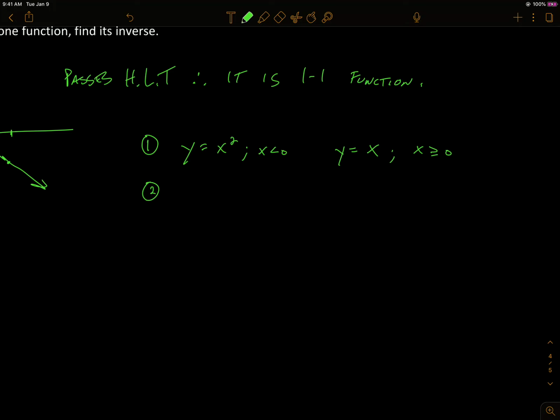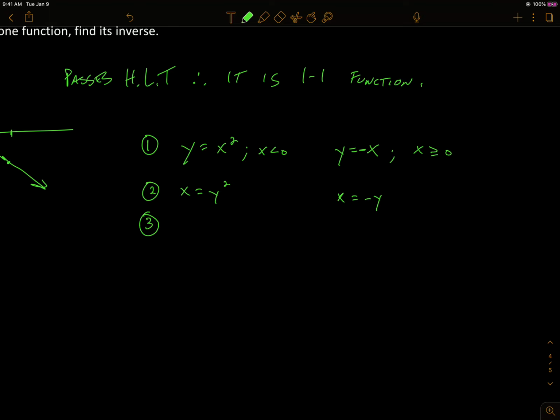Step 2 is to interchange the x and the y. So now I have x equals y squared. And here I have x equals y. Oh, this is supposed to be y equals negative x, sorry. So now x equals negative y when I interchange them. That's step 2. Step 3 is then solve for y.